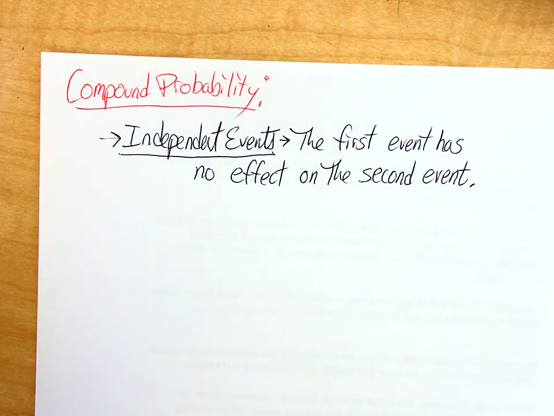So we've been talking about probability and odds. Today we're going to focus on compound probability. And basically this is when you have more than one thing happening. Now, there's two different types and you need to know which one you're in before you start.